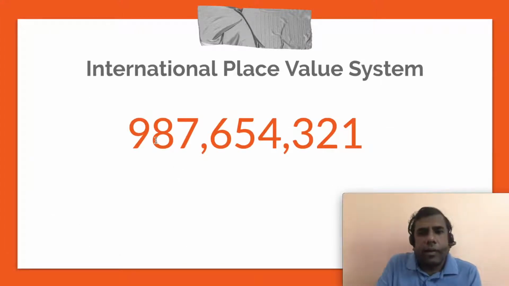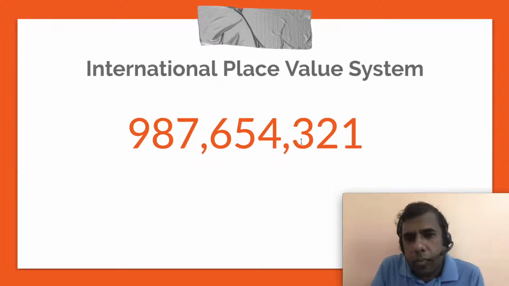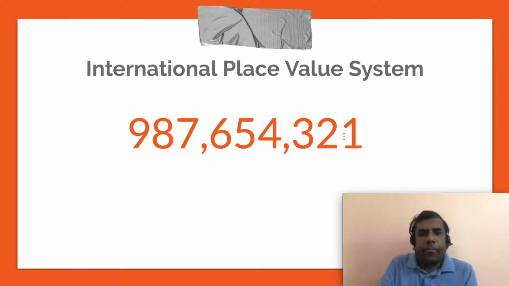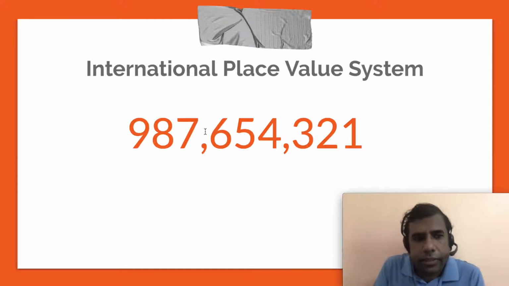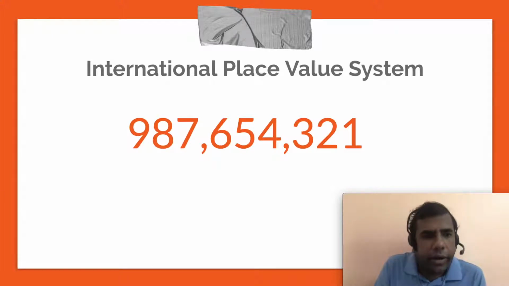This number, 987,654,321, right? It's a 9-digit number. Without periods, it is very hard to know what exactly this represents, but adding these commas helps us read as well as write it.